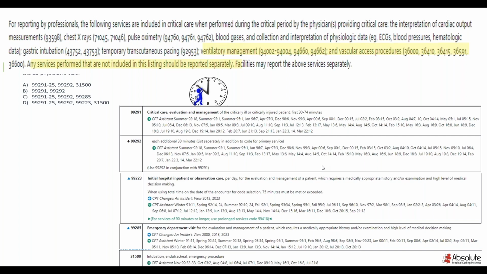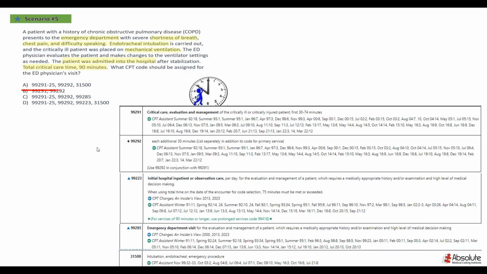So what do we have here in our scenario? We have ventilator management. Yes, that is included. And how about the intubation? How about endotracheal intubation? Is endotracheal intubation mentioned in this list? It's not included. So can we code it separately? Yes, we can code it separately. So that is one guideline which we are going to refer to here.